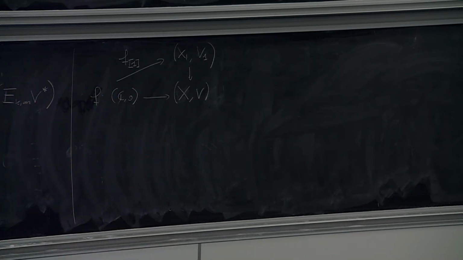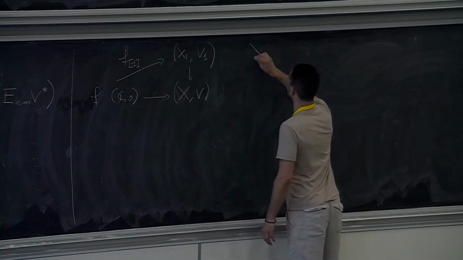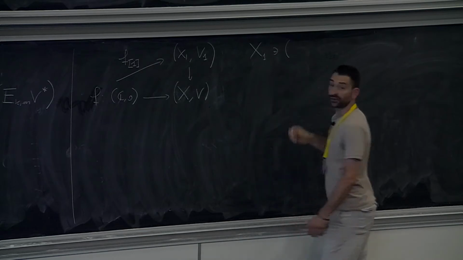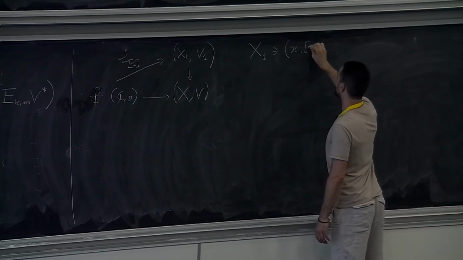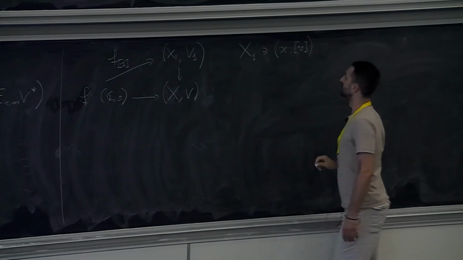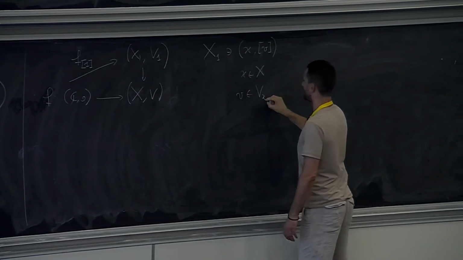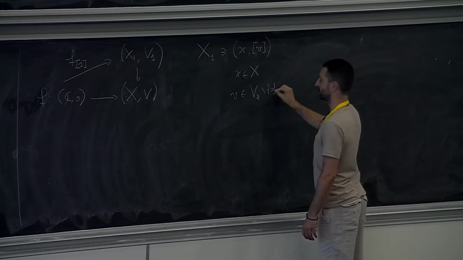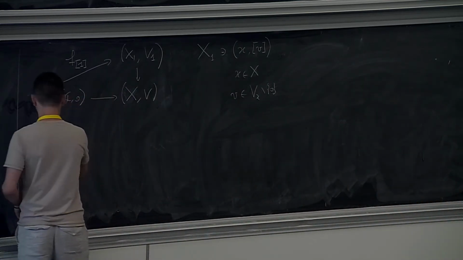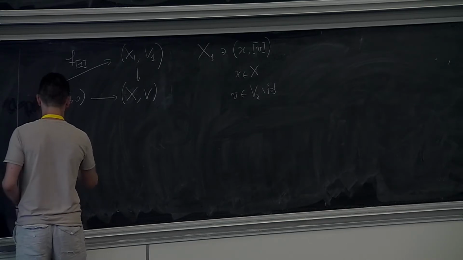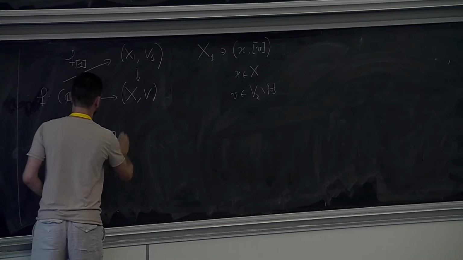So how is the lifting obtained? A point in x1, you can consider it as a pair: a point on x, and a direction in v over the point x, so minus 0. And so the lifting here is just the pair f, direction of f prime.